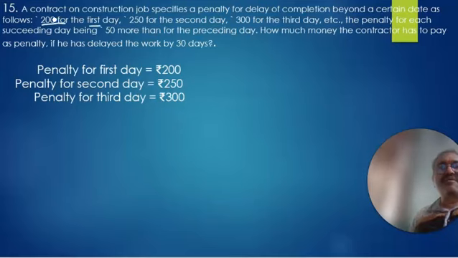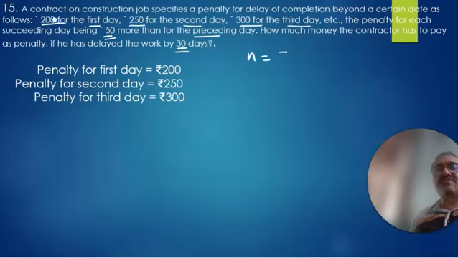A contract on construction job specifies a penalty for delay of completion beyond certain date as follows: 200 rupees for the first day and 250 for the second day and 300 for third day. The penalty for each succeeding day being 50 rupees more than for the preceding day. ముందు రోజు కన్నా ఒక 50 రూపాయలు ఎక్కువ పెనాల్టీ పడుతుంది. How much money the contractor has to pay as penalty if he has delayed the work by 30 days?